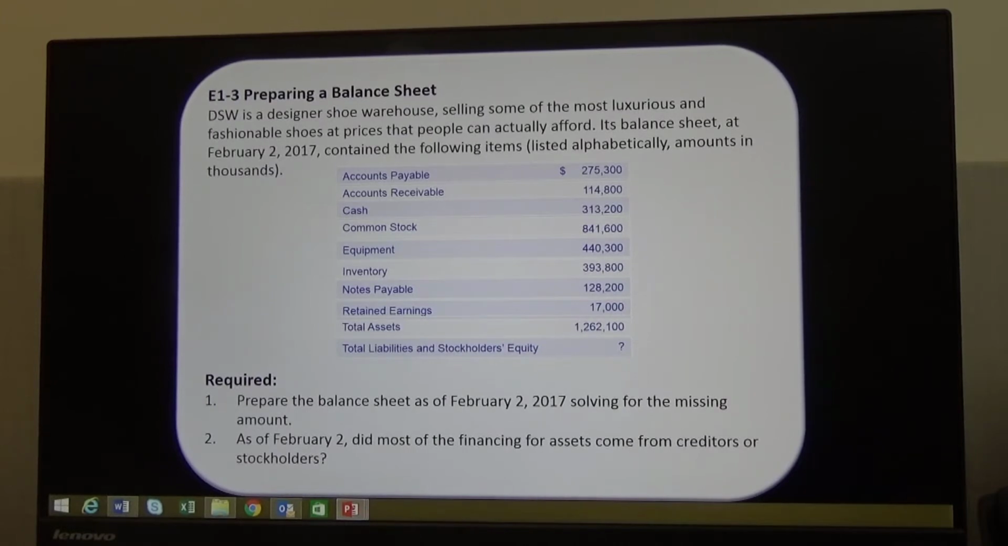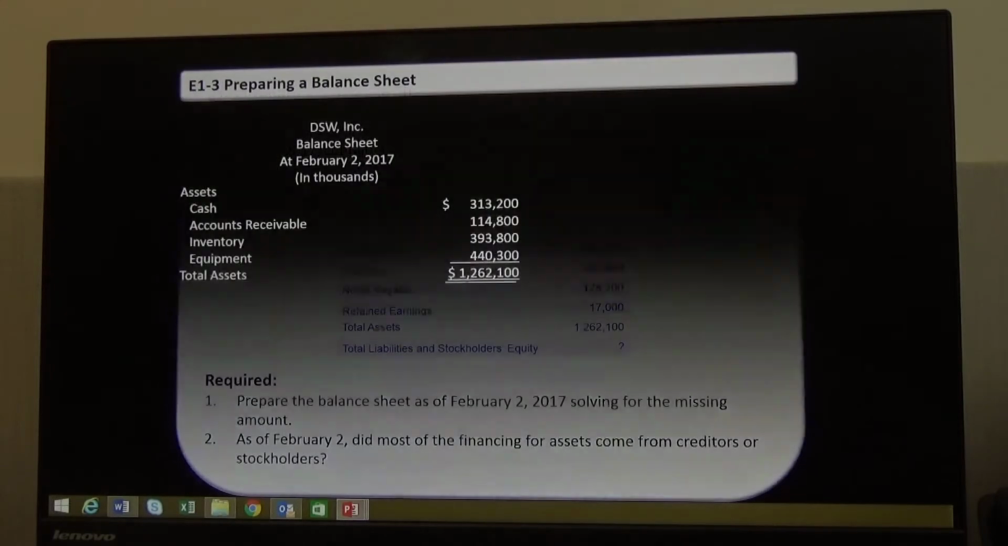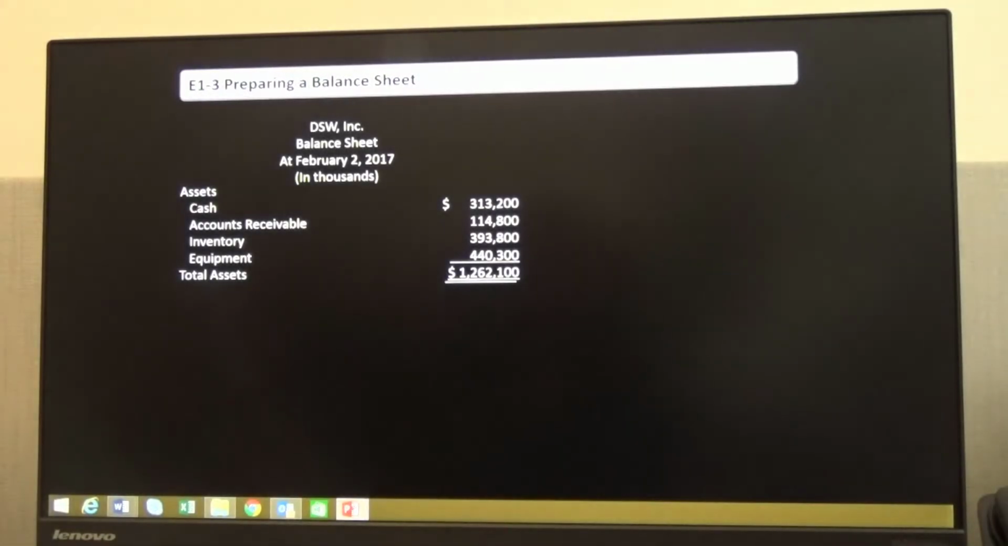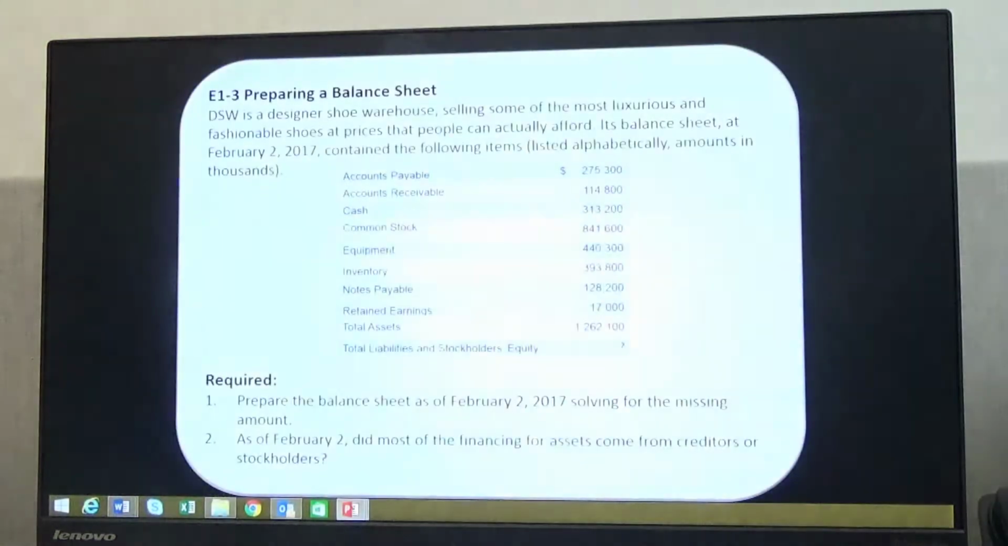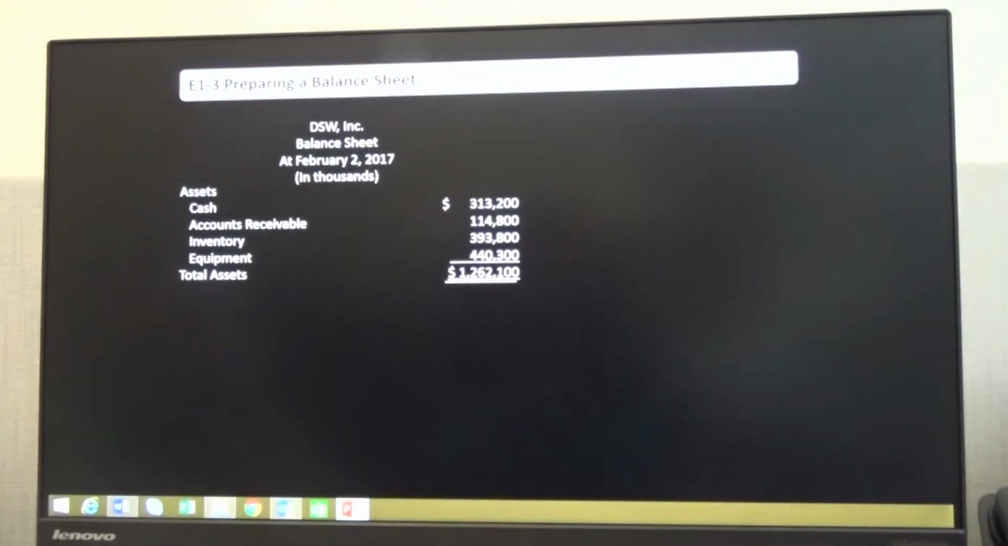But let's make sure that once we get everything into the proper place on the balance sheet that actually works. First of all, in the asset section of the balance sheet, we're going to take the cash and the accounts receivable and the inventory and the equipment and then total them together. As that total was actually given to us, we didn't even have to add it up, but it's a good idea to add them up and make sure that that really is what they totaled to.